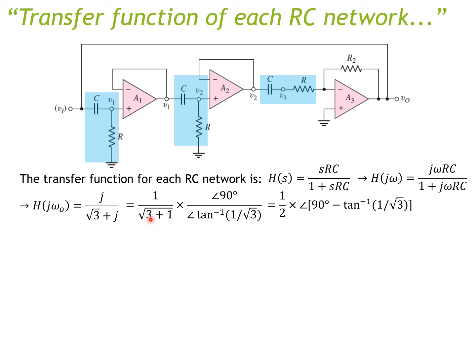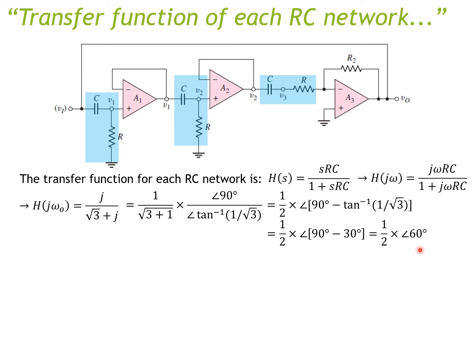So this is quite easy. You add 3 to 1, so it's 4, so the magnitude becomes 1/2. You put it here. For the phase, you just have to convert this division into subtraction. So 90 minus inverse tan of 1 over square root of 3, which is equal to 30 degrees. So you simplify that into a magnitude of half and a phase of 60 degrees.